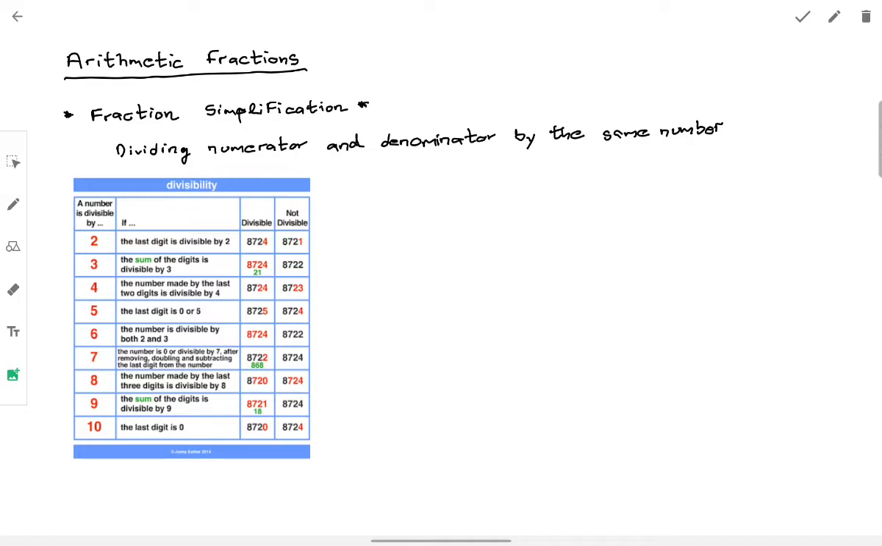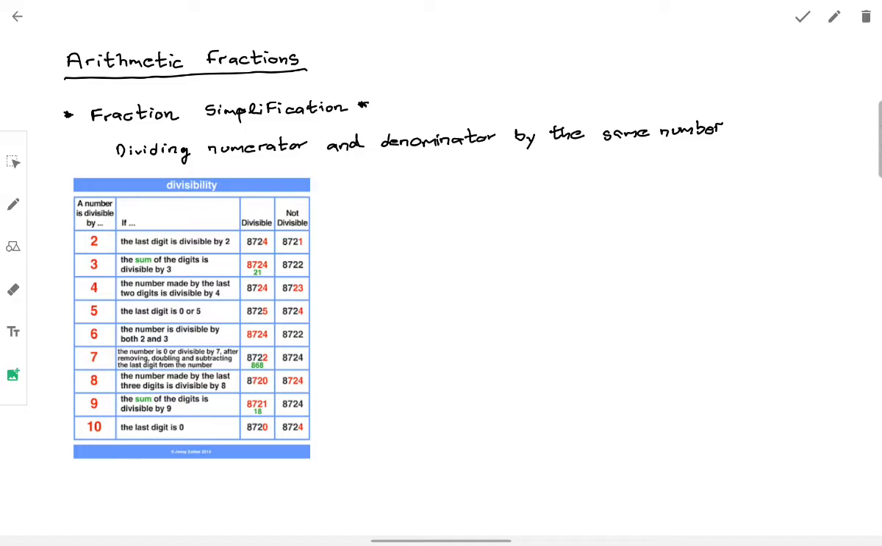4. In the example, 8,724, 24 is divisible by 4. That means that that number is divisible by 4. Number 5 is easier. If the last digit is 0 or 5, that number is divisible by 5.